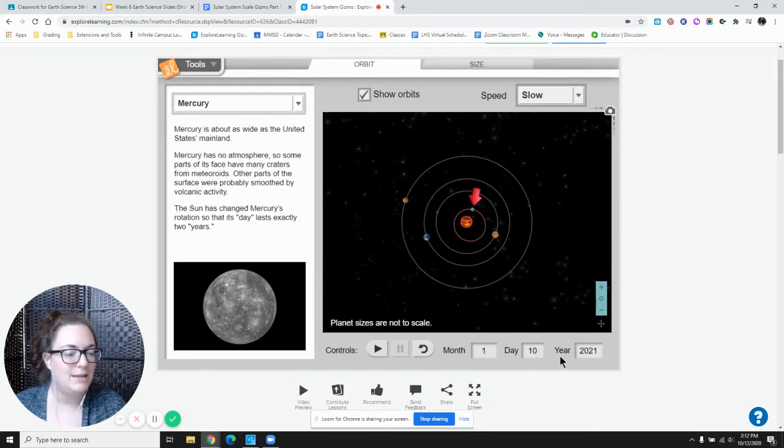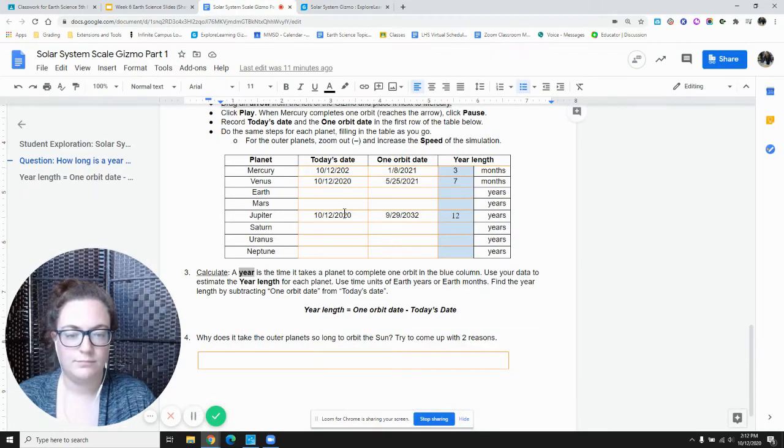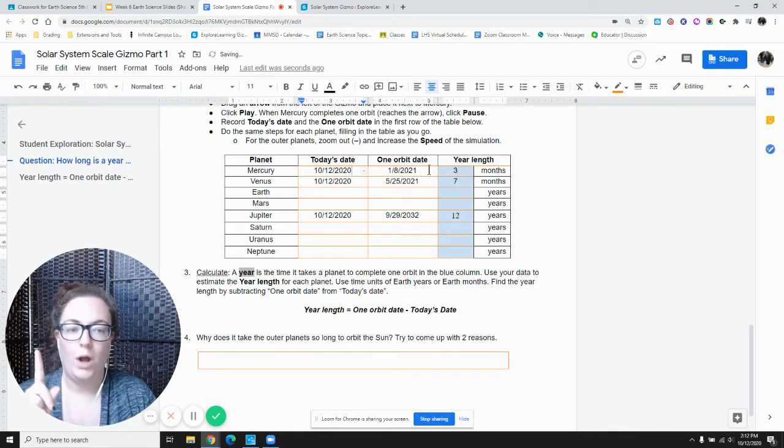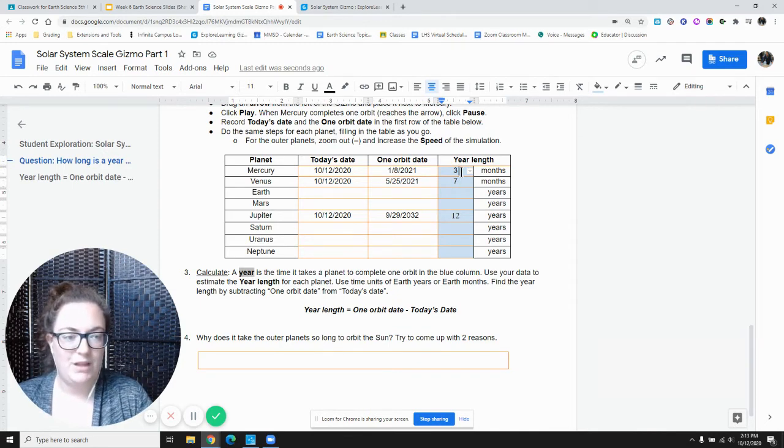January, day 10, 2021. I have entered today's date right here where it says Mercury as 10/12/2020. I have entered the one orbit date that it showed me after I let Mercury go around the sun once, right back to where the arrow was pointing, as 1/8/2021. And from October today until January 8th, 2021 in the future, that's 3 months. So it takes Mercury 3 months to orbit the sun. Their year, if you were standing on Mercury, your year would only be 3 months long.